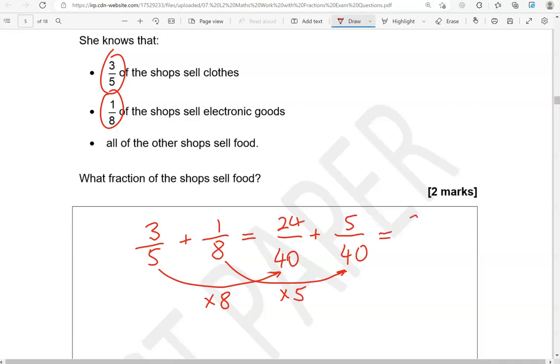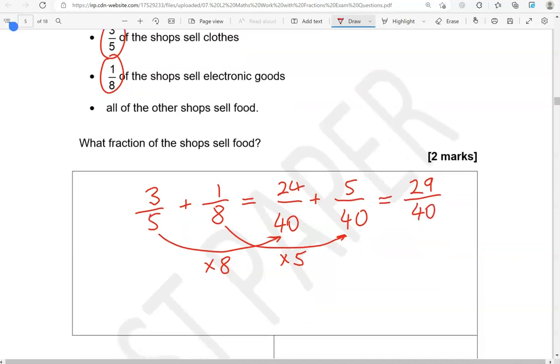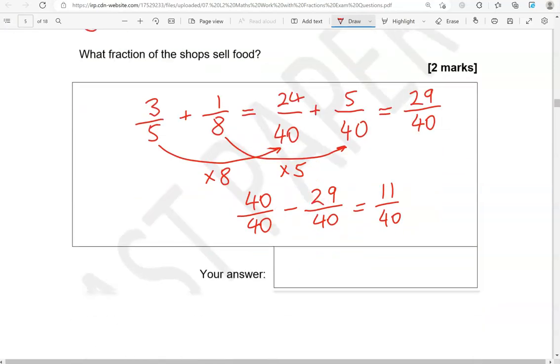24 and 5, that is 29, so 29 40ths. So the total for all three, that will be 40 40ths. Take away 29 40ths, that gives us 11 40ths.